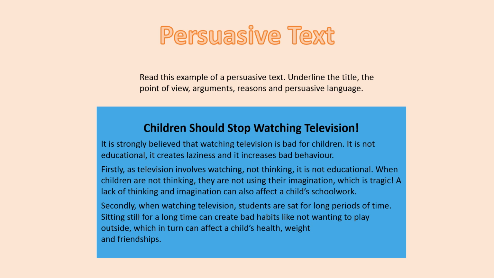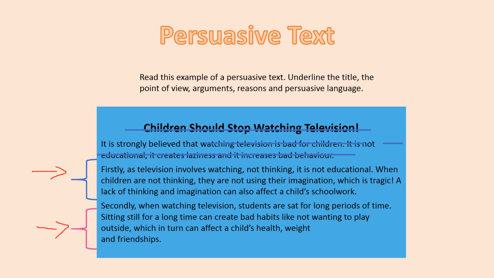Okay, so what features did you notice over here? Let's go through it together. We have the title, children should stop watching television. So watching television is bad for children. This is the point of view of the writer. Not educational, it creates laziness and it creates bad behavior. So this is the argument. Now let's see the reasons behind this argument. So this paragraph and this paragraph over here, these are reasons behind the argument.